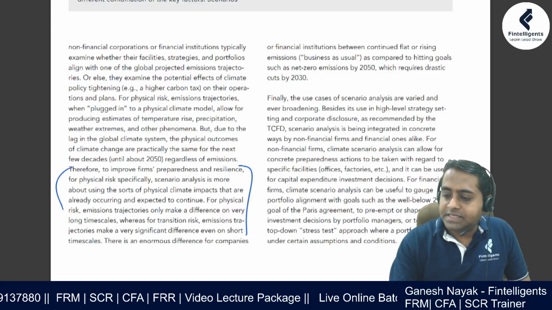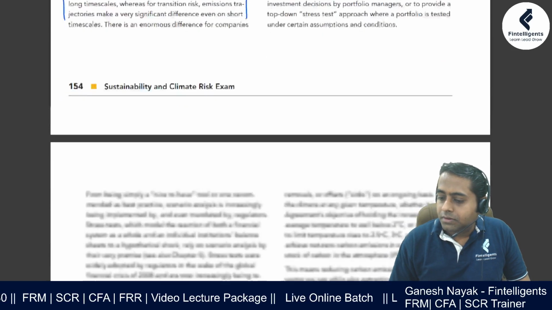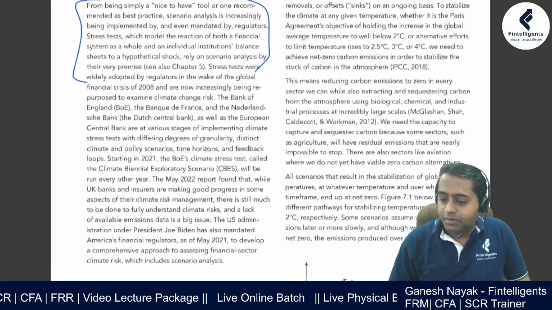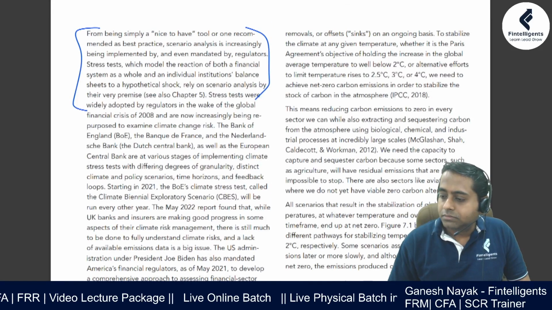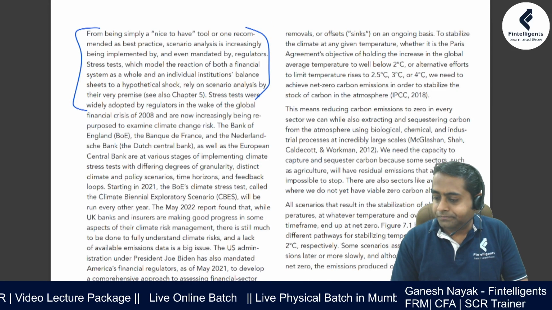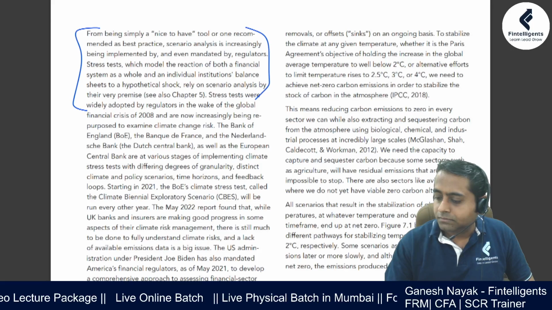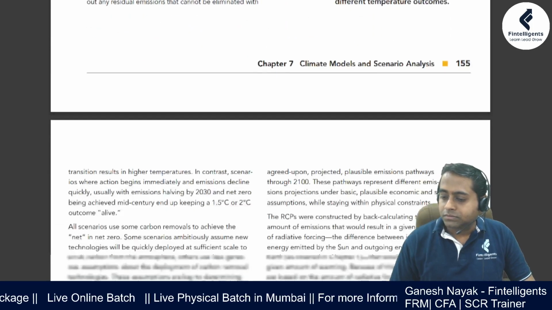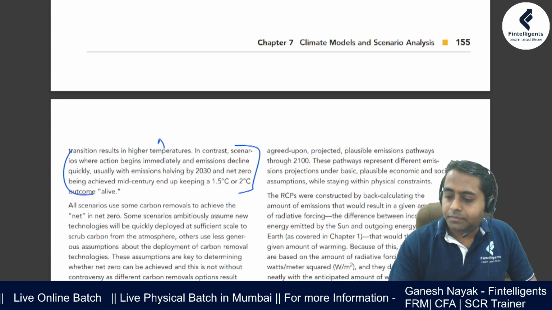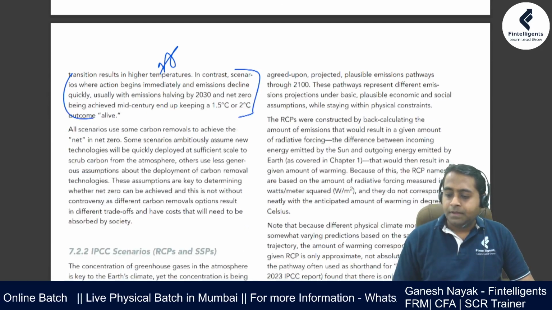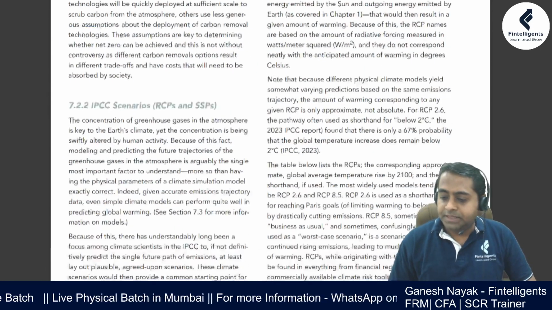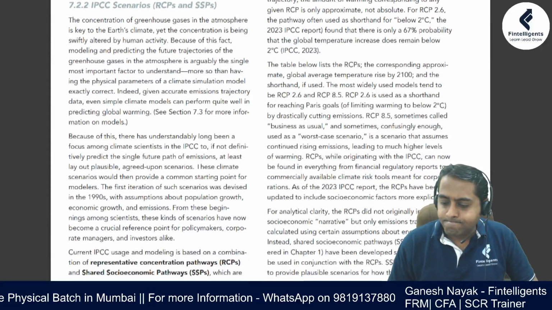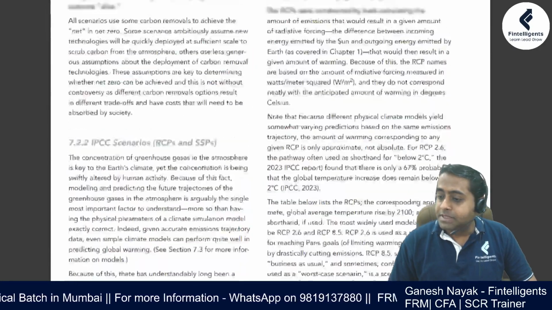You can read the last 5-6 lines over here. From here, just 3-4 lines at the top. This section and also this diagram, this part, IPCC scenarios, RCPs and SSPs. RCPs and SSPs basic introduction.